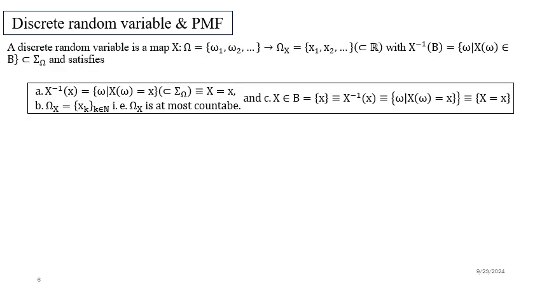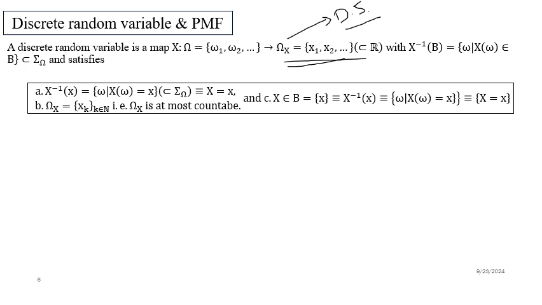A discrete random variable is a map from omega to omega x, where omega x is a countable set, or discrete set. If omega x is a discrete set, then you can always come up with a sequence notation. So we put it in terms of a single sequence. But omega we can't put in a single sequence form.